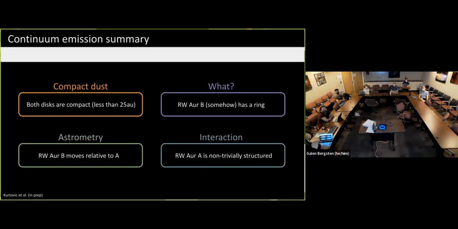Now, I know that I've given a lot of information, so I'm going to do a quick summary. Both disks are extremely compact in dust. They are less than 25 AU in extension. Somehow, RW Aur B has a ring. When we look at the astrometry, we see that B is moving relative to A, and it's possible that their interaction produces some non-trivial structure in the disk around A that we are not yet able to describe. But you can see more or less where it is going, with the different inclination in the inner part. All right.